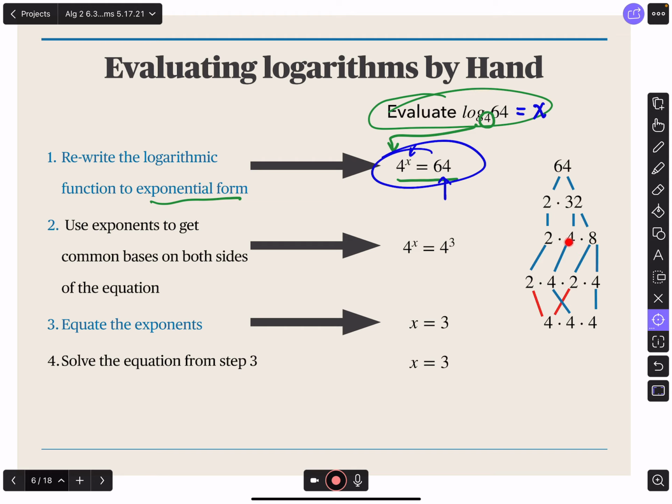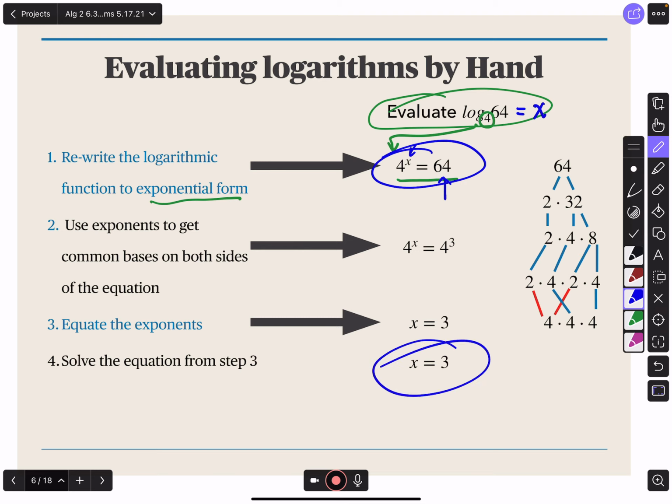And I wanted to keep that 4 because I'm trying to get a base of 4 so I can equate the exponents. So I'm keeping that 4. I factored the 8 to a 2 times 4. And then I notice, well, I've got two fours already, and this 2 times this 2 is also a 4. So it factors to 4 times 4 times 4, or 4 cubed. Now I can equate my exponents. x is 3, and that's just my answer at that point. So I just found out what that logarithm is equal to.